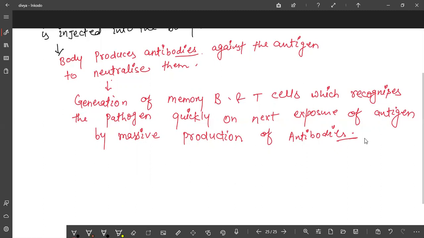Autoimmunity we have already completed. And one more topic is there, that is lymphoid organs. So in the next class, go through these topics: lymphoid organs, allergy, primary lymphoid organs and secondary lymphoid organs. And two diseases are there, AIDS and cancer.